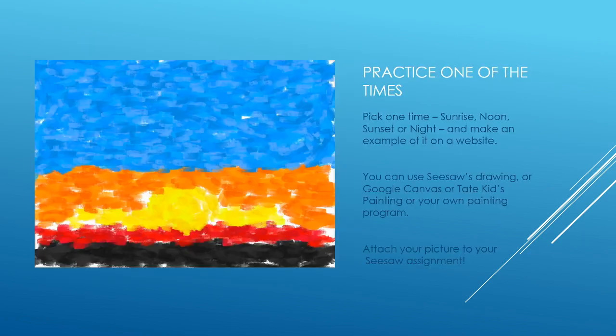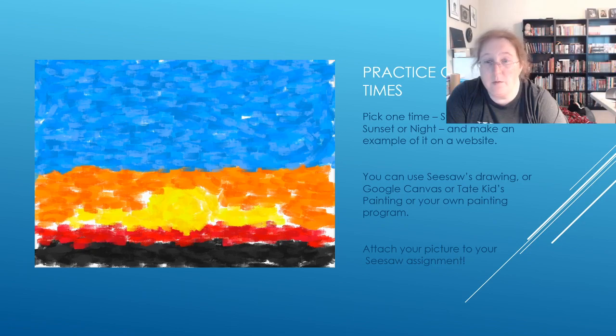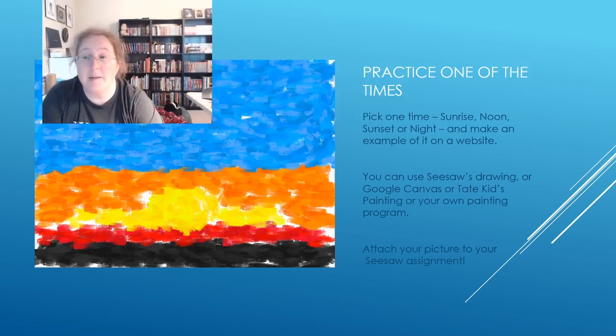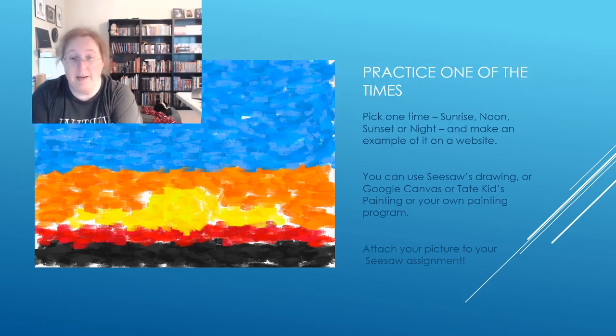Let me pull up. Here we go. So what you guys are going to be doing today is you're going to be practicing one of these times of the day. You can either do sunrise, noon, sunset, or night, and you're going to make an example of it and put it on our Seesaw assignment. You can use Seesaw's drawing kit, you can use Google Canvas, or you can use the website that I showed you, or you can just use paint from your computer. It's okay. You use whatever you need to for it. Attach it to your Seesaw assignment, and you are good.